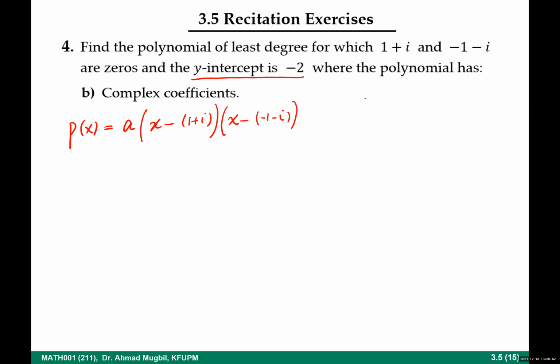So how to represent this condition here? P at x equals P at 0. P at 0 equals negative 2. So now we can continue.